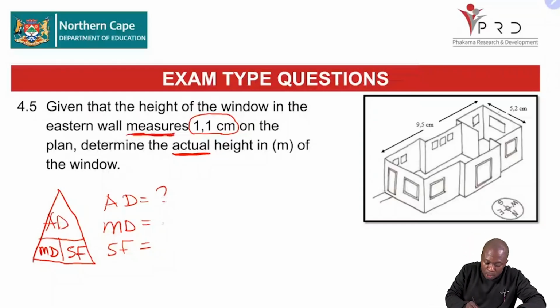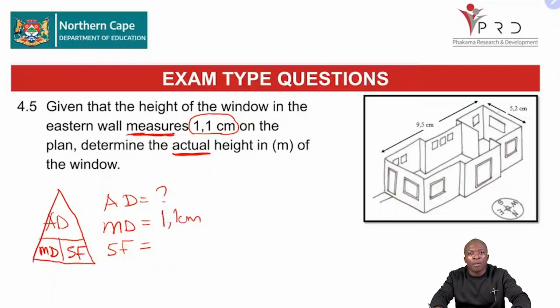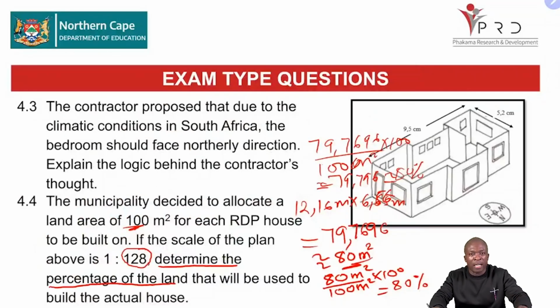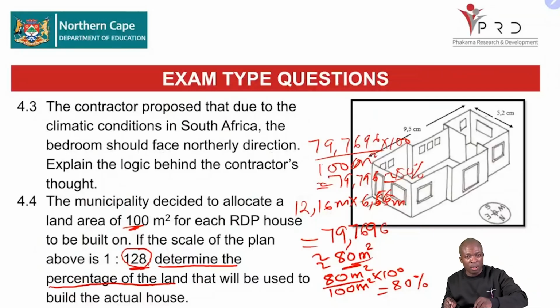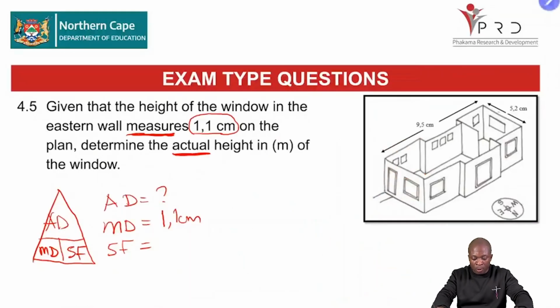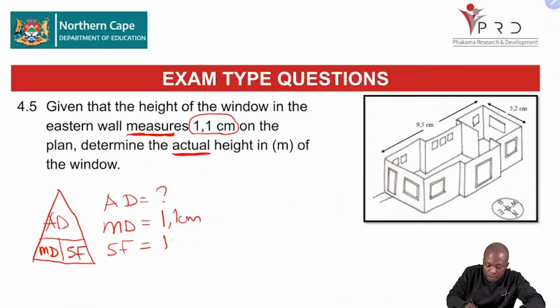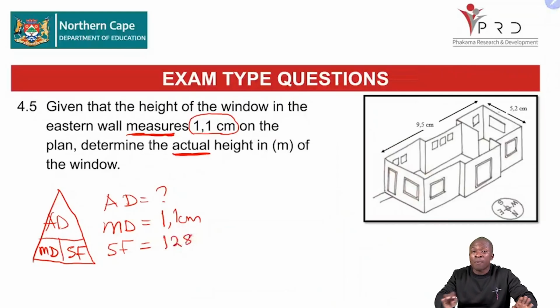So the 1.1 is your MD. You put 1.1 centimeters. Then your SF. Where do you get your SF from? You get it from the scale factor. Look, here is your SF. Not 1:128, but only the 128. Why? Because it is the value which is going to tell us how big the actual will become. So let's get back. Our SF is 128. It does not have any unit. It will take on the unit that is on the MD.